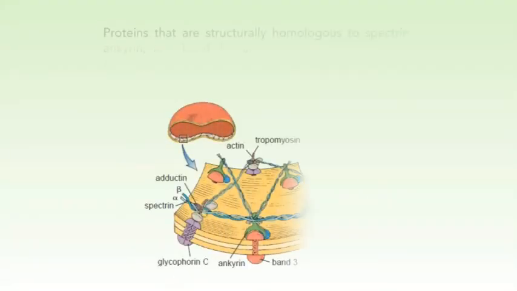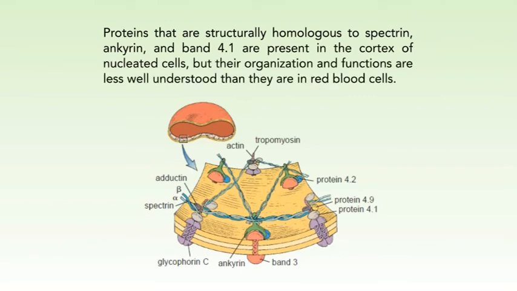An analogous but much more elaborate and complicated cytoskeletal network exists beneath the plasma membrane of nucleated cells. This network, which constitutes a cortical region, or the cortex of the cytoplasm, is rich in actin filaments, which are thought to be attached to the plasma membrane in numerous ways. Proteins that are structurally homologous to spectrin, ankyrin and band 4.1 are present in the cortex of nucleated cells, but their organization and functions are less well understood than they are in red blood cells.